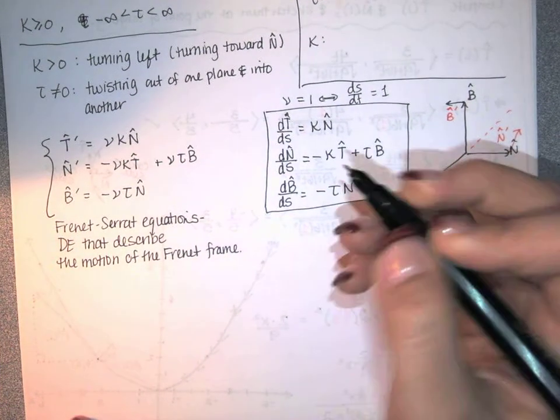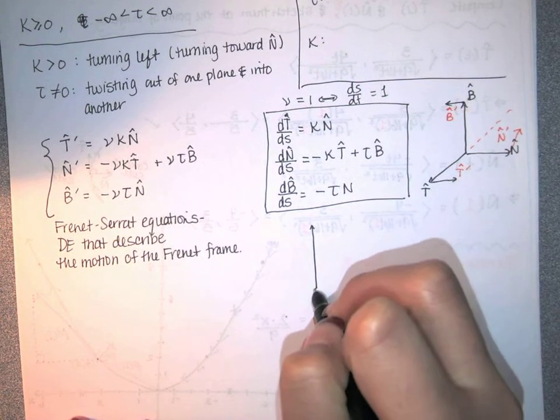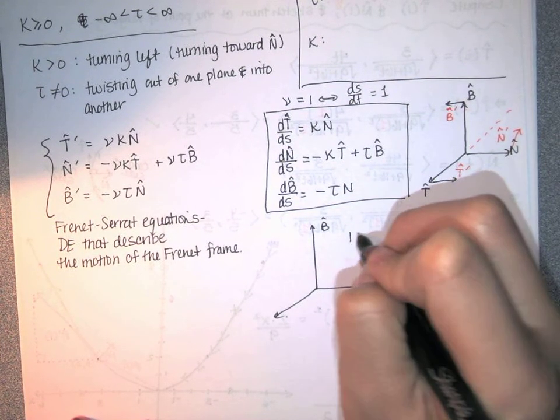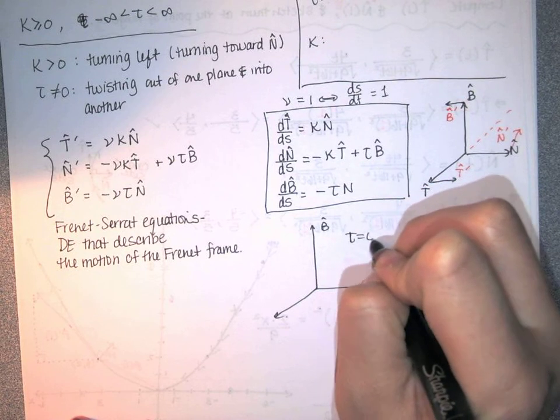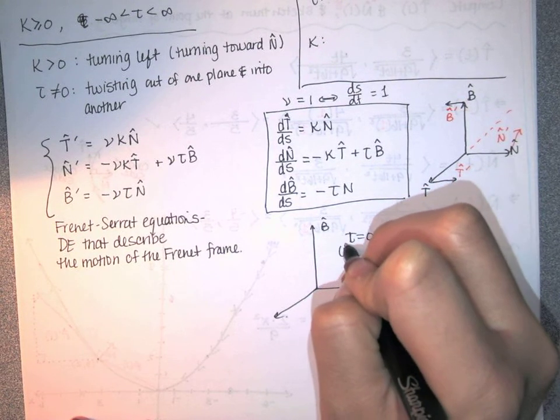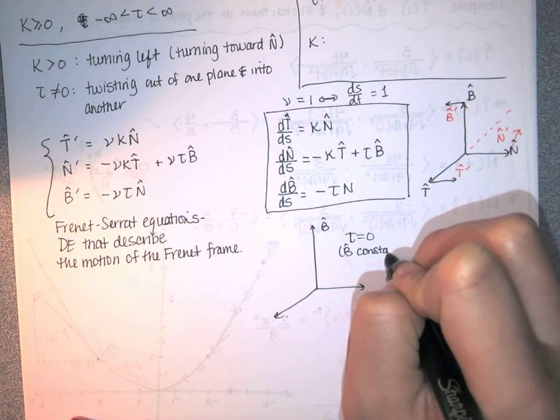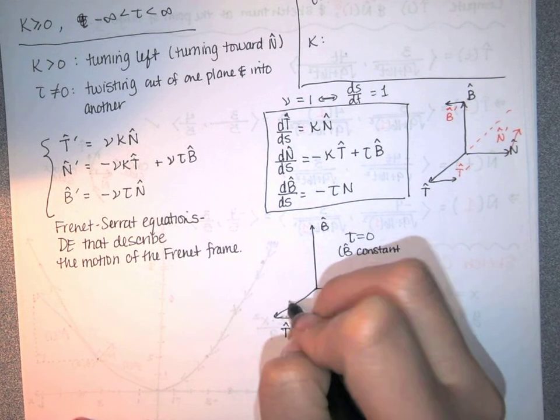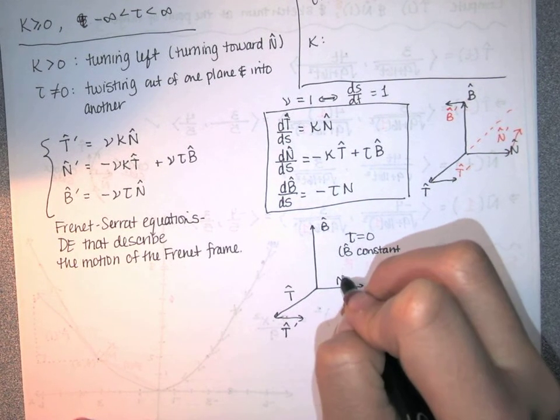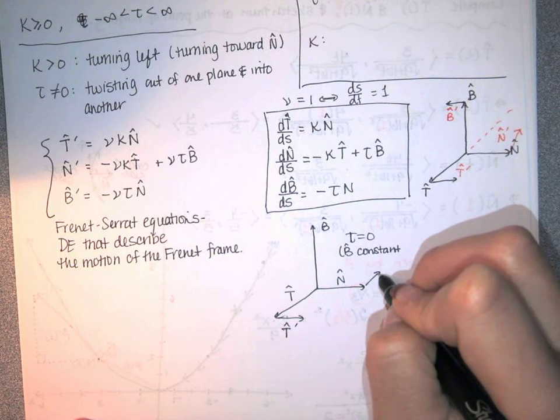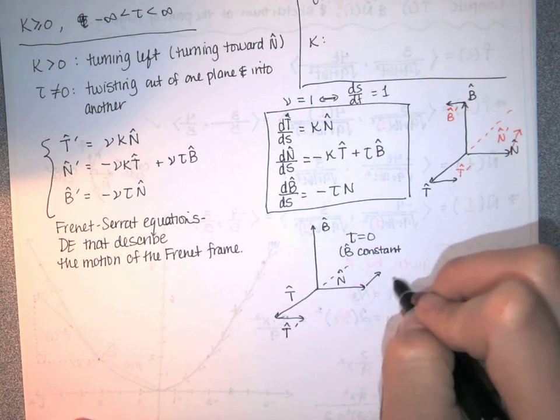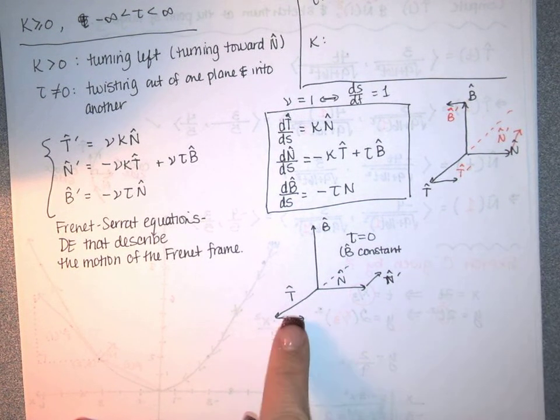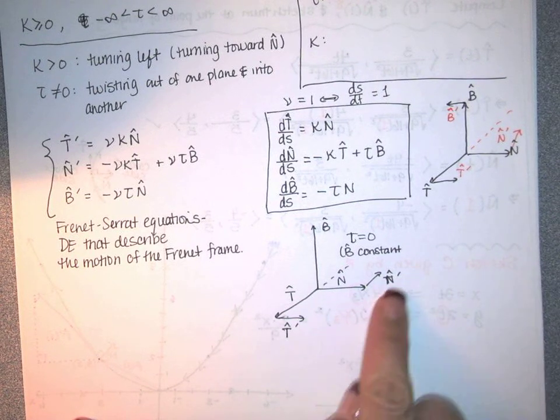Or we can draw our pictures this way for the two special cases. If torsion is constant, or torsion is 0, which means that b hat is constant, t hat prime is parallel to n hat, and n hat prime is parallel to t hat, but it's going in the opposite direction. So this guy chases this guy, and this guy continues to move away.